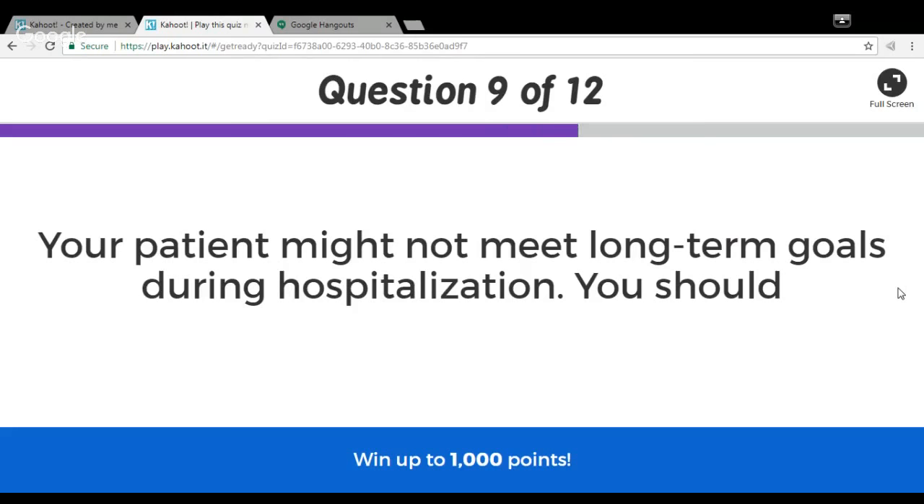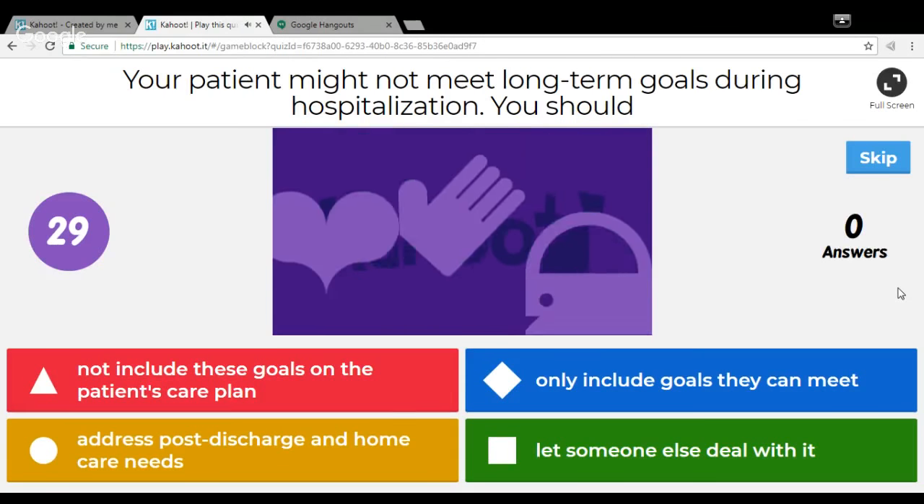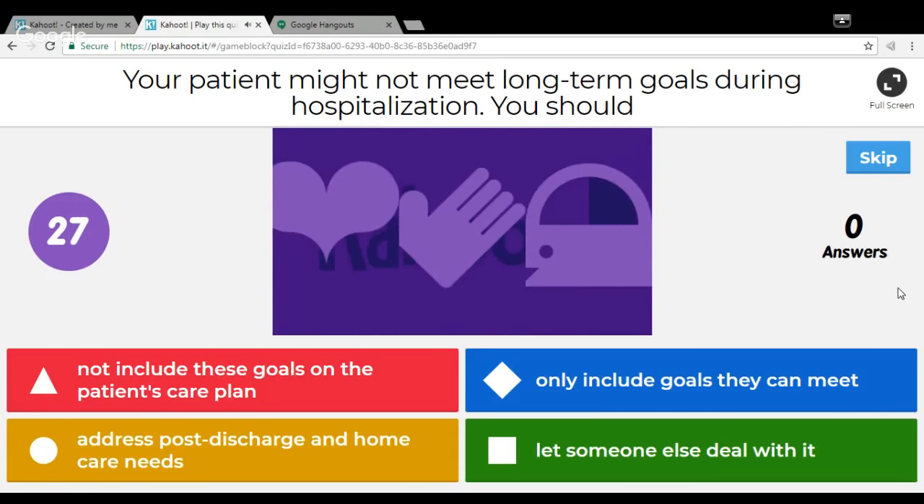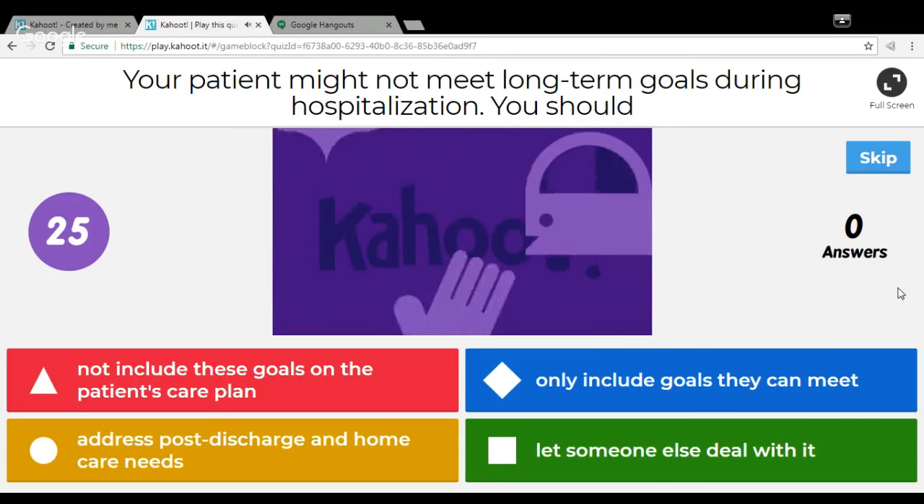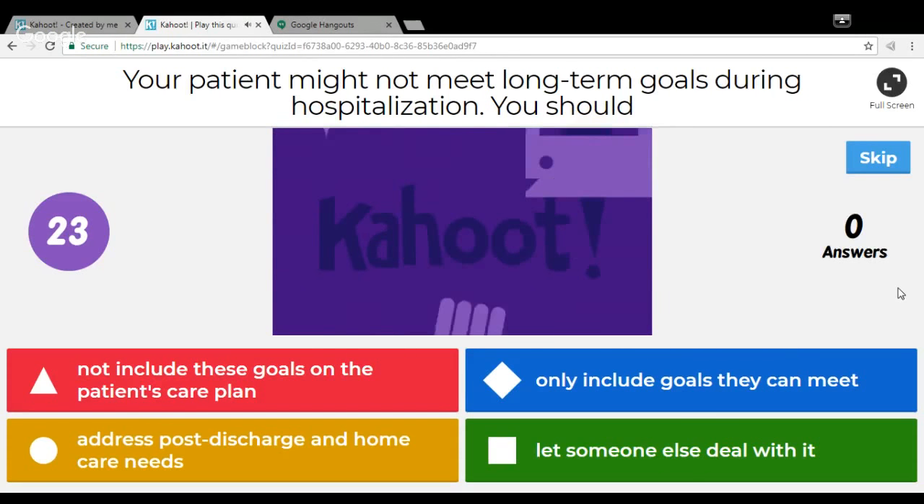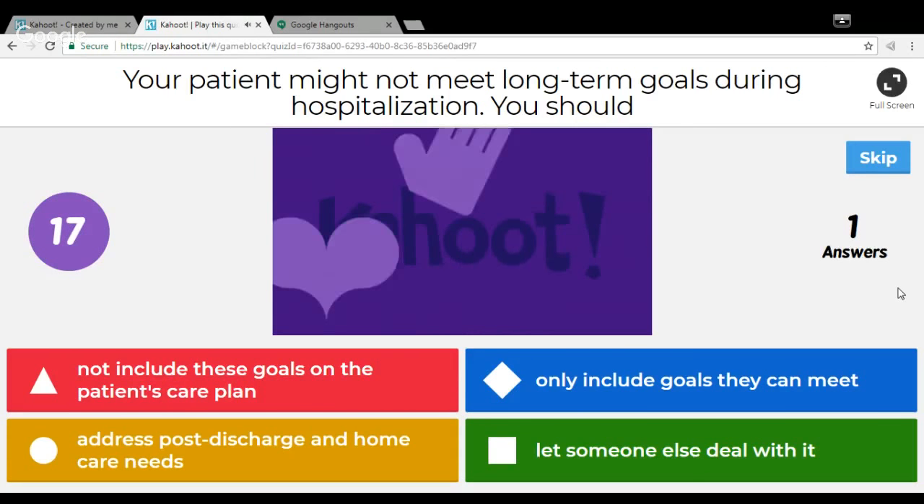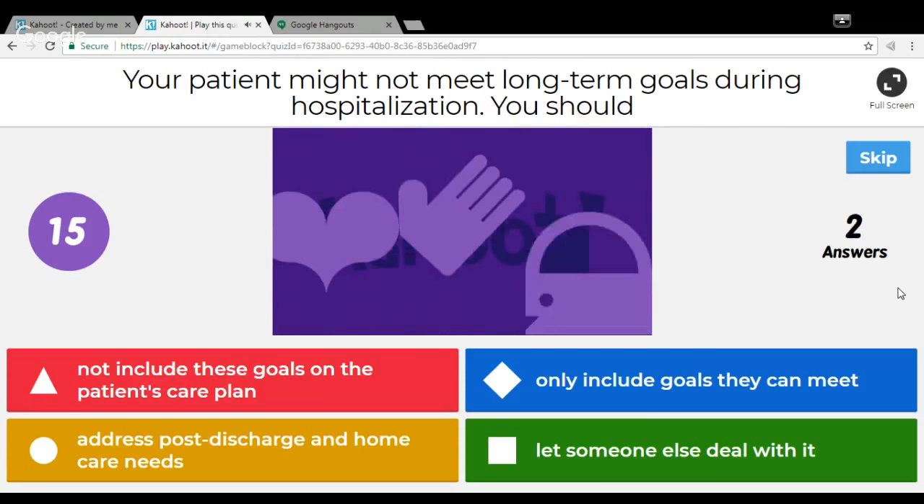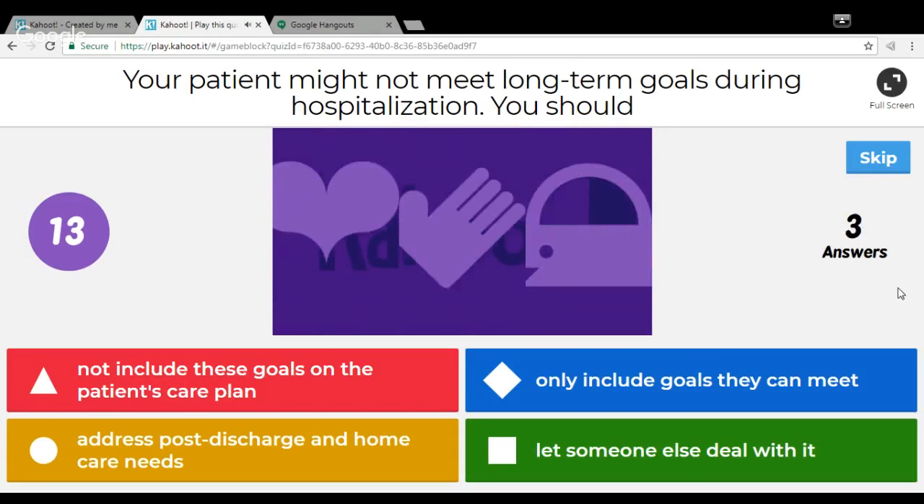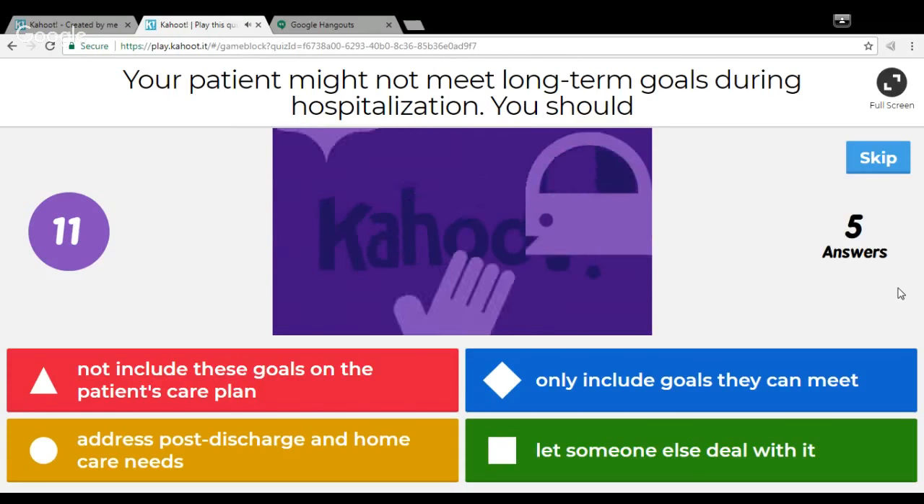This is what we're doing. Your patient may not meet the long-term goal during hospitalization. You should do what? You should not include these goals on the patient's care plan. You should address post-discharge and home care needs. Only include goals they can meet or let someone else deal with it. That's my personal favorite. Let someone else deal with it. You should not do that. That is a bad idea. So what are you going to do?